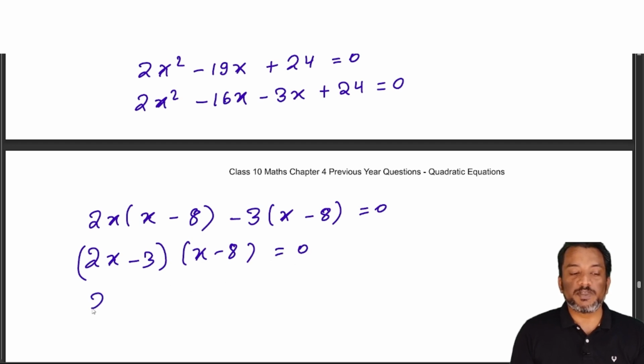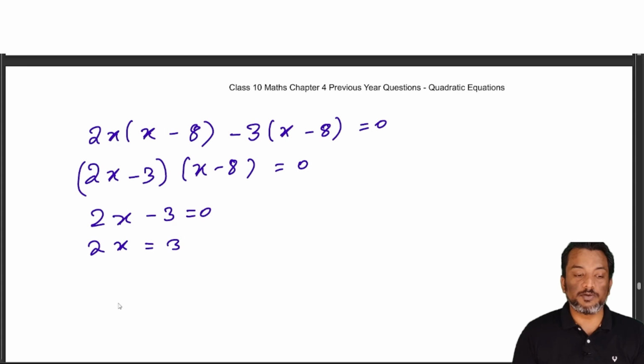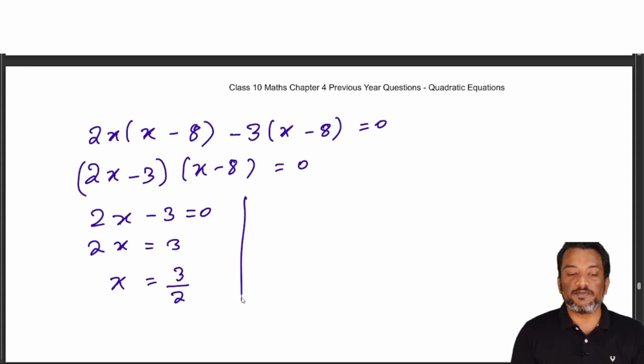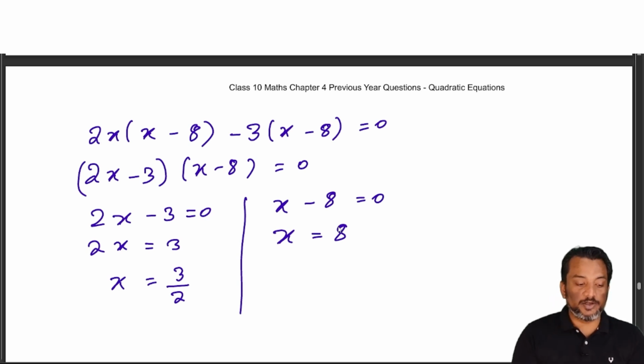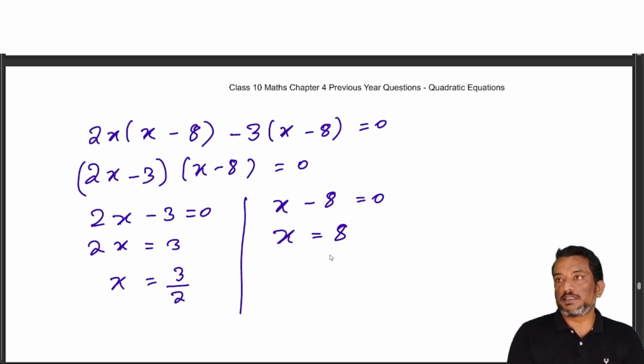Okay, so which means for your x value, 2x minus 3 is equal to 0, so 2x is equal to 3. Now x is equal to how much? 3 over 2. Same with the second one, x minus 8 is equal to 0, so x is equal to 8. So here you are getting two values. One is 8, but 8 is not possible. Why? Because our width is 7, so it is not possible.